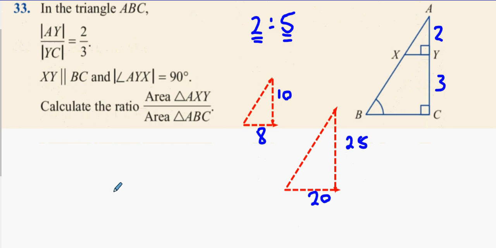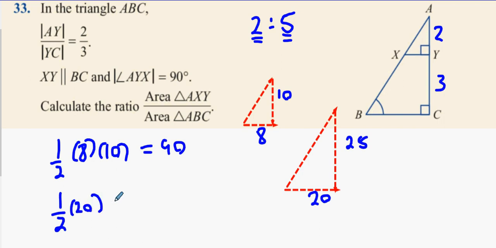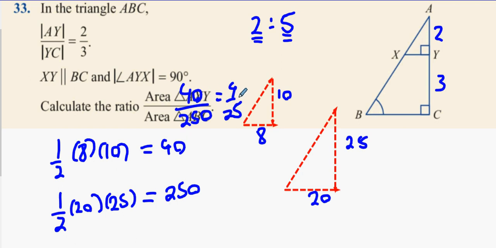What would the ratio of the areas of these two triangles be? A half base times height: half 8 times 10 is 40, and a half 20 times 25 is 250. And what's 250 divided by 40? Or is it the opposite way around? Sorry, 40 divided by 250. What's 40 divided by 250? 4/25.